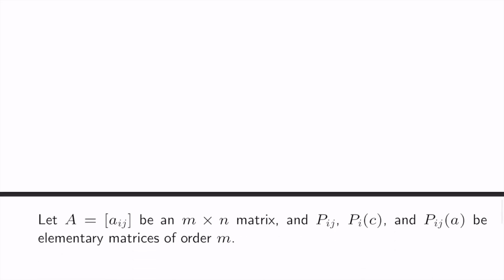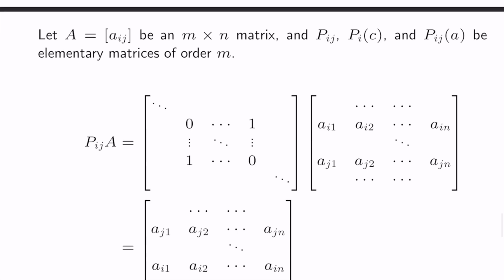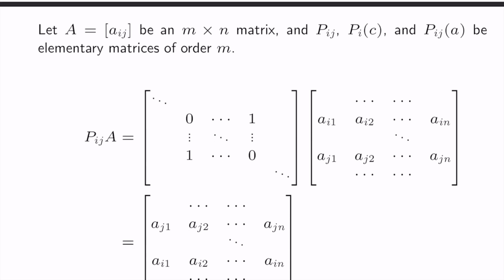Now let's see how these elementary matrices actually work. So let A be an m by n matrix whose elements are these. And we have just defined these elementary matrices. First try this one, Pij. So that swaps the ith row and the jth row. So we have this matrix. I just omit other elements.